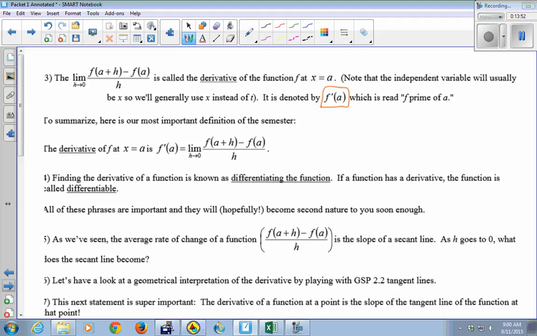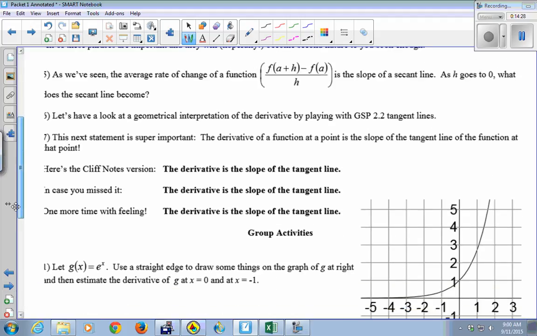Okay, so this is our most important definition of the semester. The derivative of f at x equals a is f prime of a, and you calculate it by taking a limit as h goes to 0 of the difference quotient. Finding the derivative of a function is known as differentiating the function. And if a function has a derivative, the function is called differentiable. So these are all phrases that are important, and we'll use them a lot. They'll hopefully become second nature soon enough.